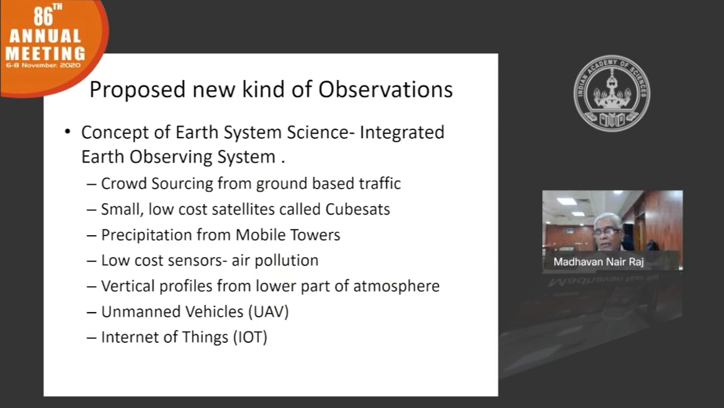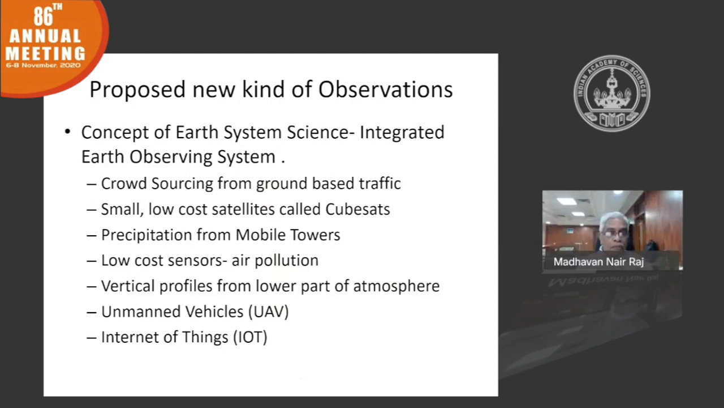And another is CubeSats. It's a small satellite of maybe 4-5 kilograms in weight, and you can launch so many small satellites in one launch. So the CubeSat is a new concept with which we can have observations. You can even put microwave sensors there.